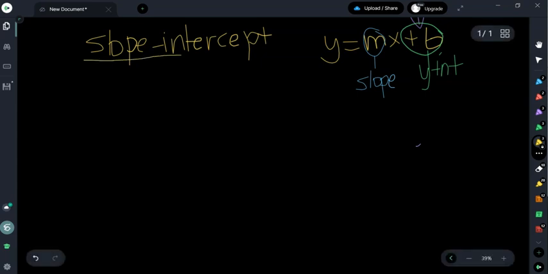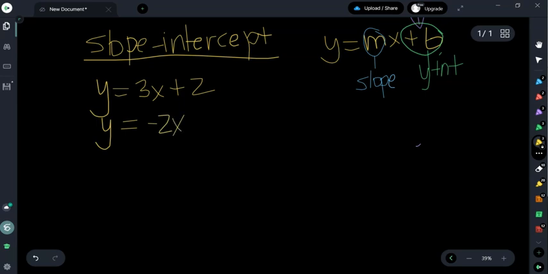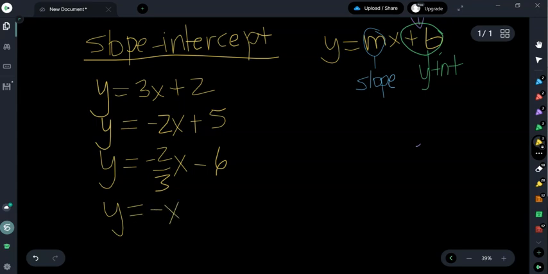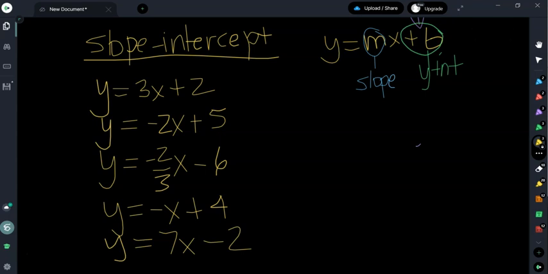So let's do some examples of slope-intercept form. I'm going to give you some lines here, just some examples, and one more. Well, why not? Let's do a 5th one. Okay, so there are 5 lines that are in slope-intercept form.